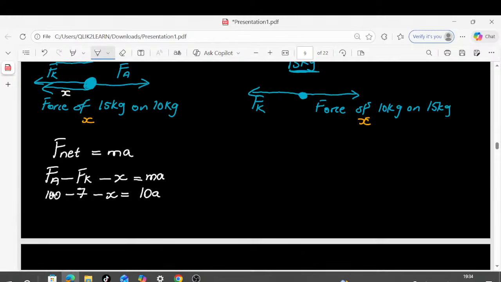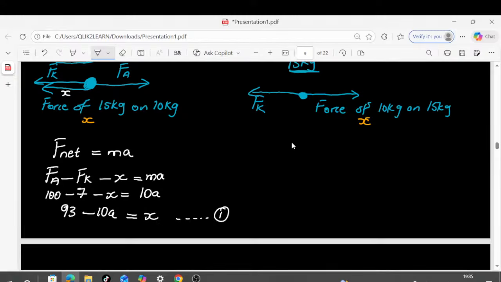Let's make x the subject of the formula. So 100 minus 7, that's 93. Let's take the 10a to come this side to be negative 10a, and then this equals x. I'm going to call this equation 1. So what we did is that we moved the 10a to the other side to be negative, and the x to the other side to be positive. So that is equation 1. We need to go and work.